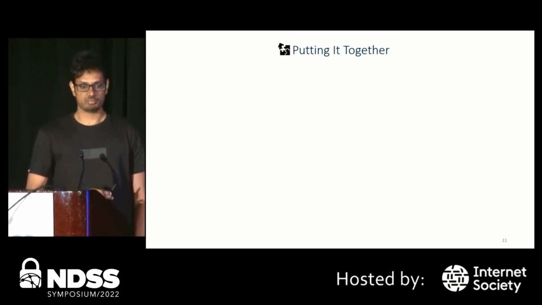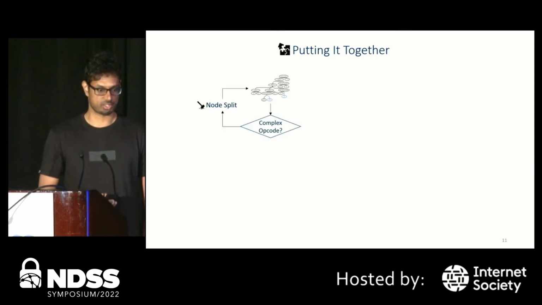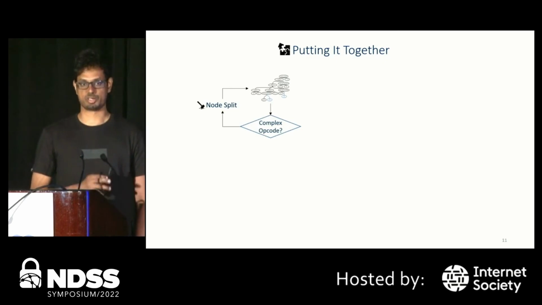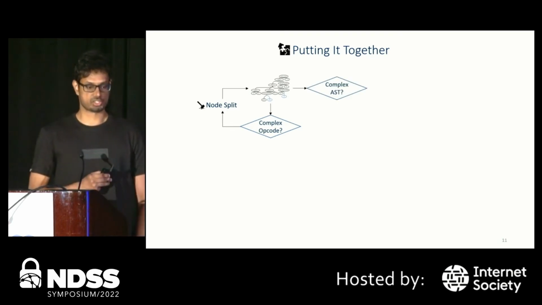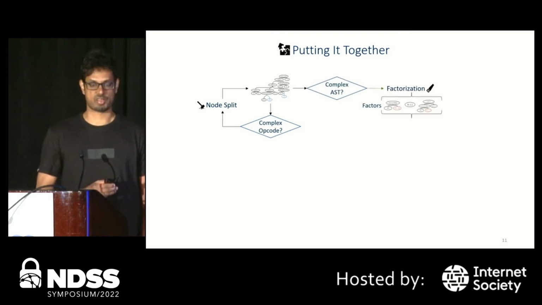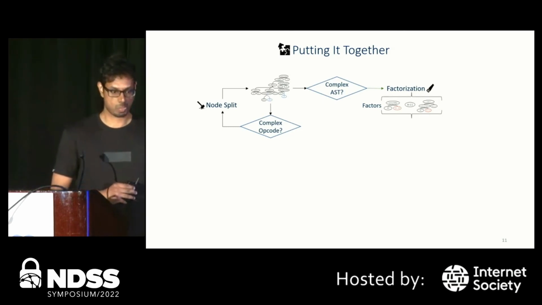Putting all of this together, we first start with the semantics for all instructions in the ISA. If an instruction contains any complex intermediate K opcode, we use expert-written node splitting rules to simplify such opcodes and update the AST. Next, we check if the instruction is large and complex, and if it is, we use factorization to break it down into multiple synthesis subtasks.